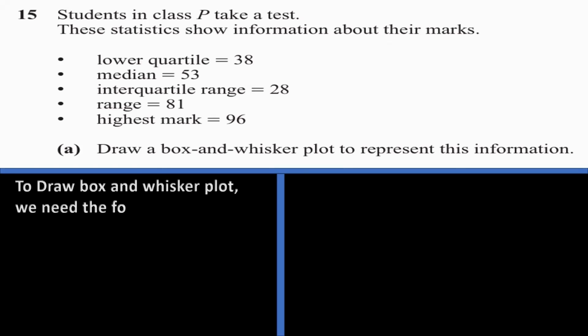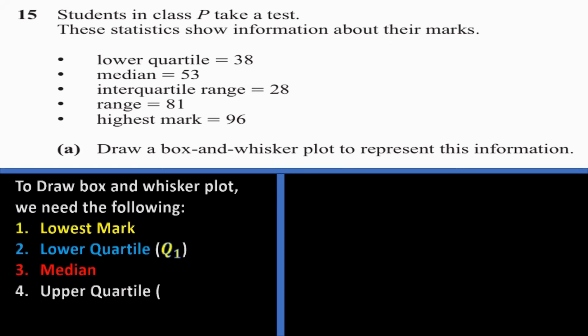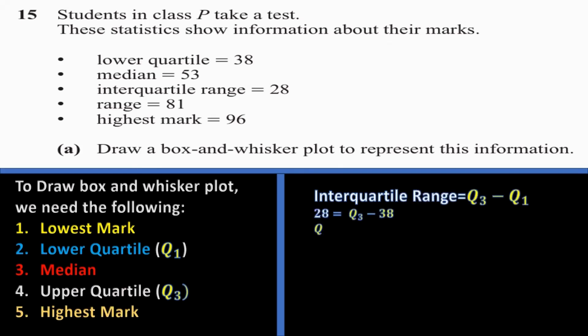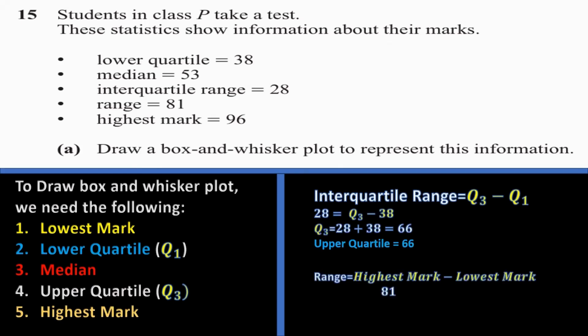Here we said that to draw a box and whisker plot, we need the following 5 items. And what are these 5 items? We need the lowest mark. We need the lower quartile, which is our Q1. We need the median. We need the upper quartile, which is the Q3. And we need the highest mark, or in some places we say the maximum mark. The lowest mark can also be called the minimum mark. Okay, these are the 5 items that we need in order for us to correctly draw a box and whisker plot.